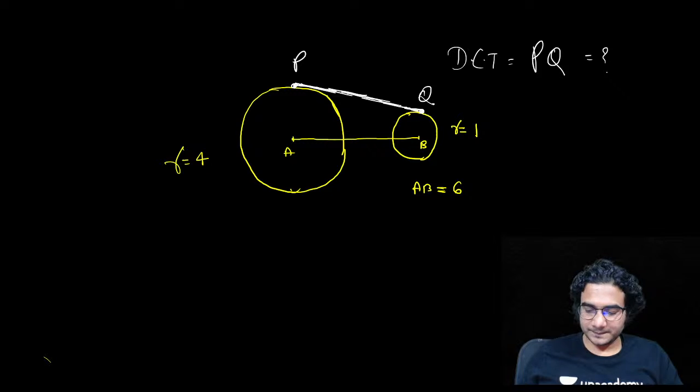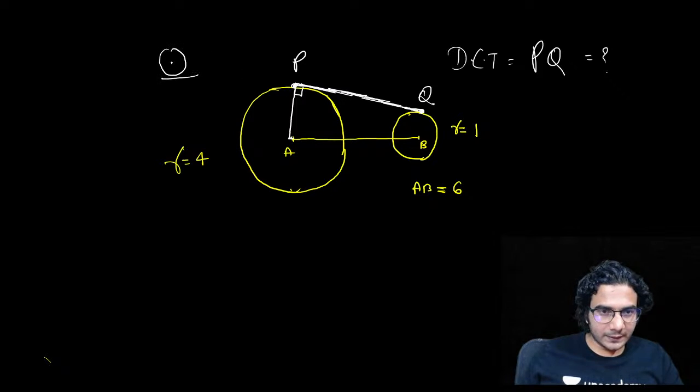Are you getting the answer? Not getting. The distance between centers is given, and the radii. I'll tell you one thing. If you join the center and the radius, then this is perpendicular because a tangent is perpendicular to the radius, right? This angle is 90 degrees. So this is given 4. If you join it, this is 1, okay? And AB is given 6. You need PQ. Can you try it?